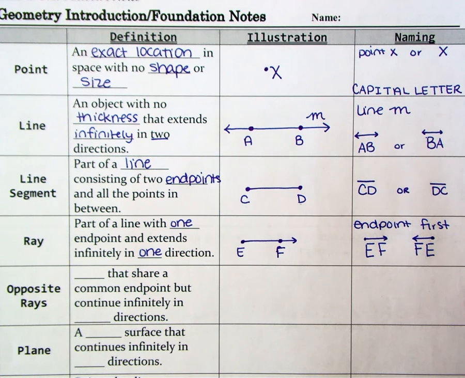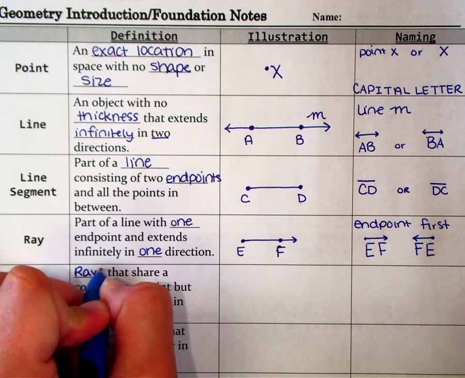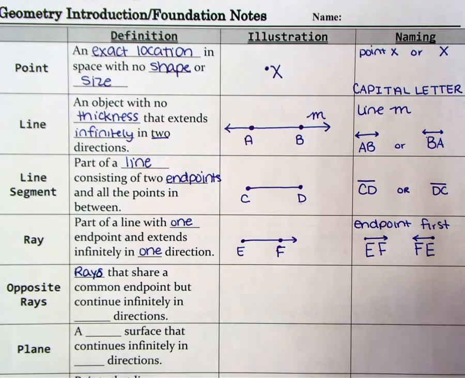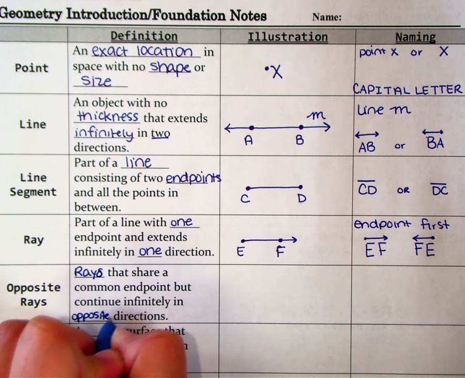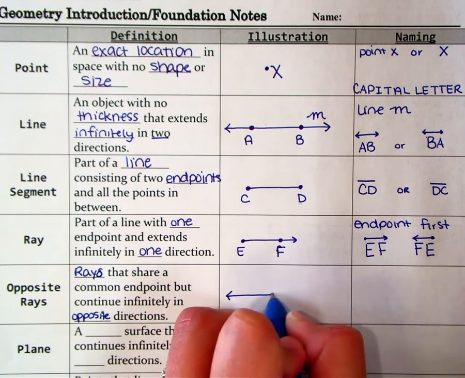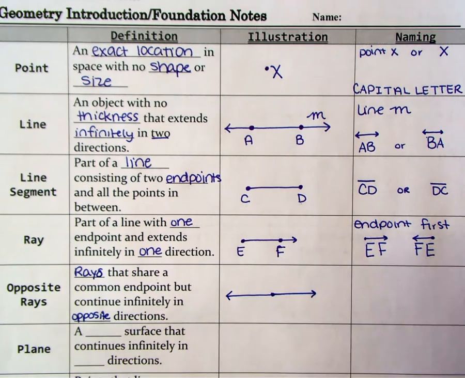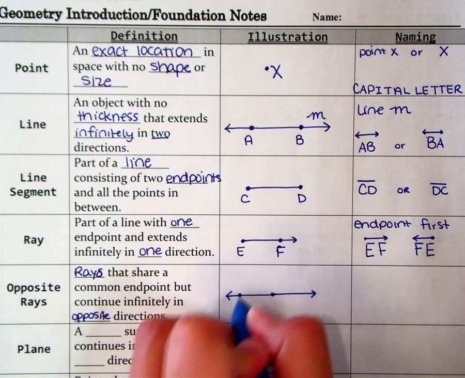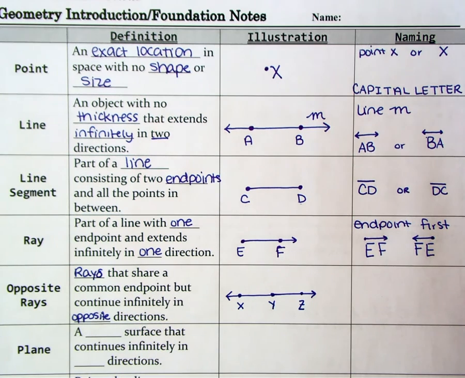Next, we've got opposite rays. They are rays that share a common endpoint, but continue infinitely in opposite directions. So if you'll watch me draw it, we've got a ray here, and it's extending to the left, and on the right side, it's extending to the right. So basically, it looks like a line. We'll put 3 points on there. And we can name it a lot of different ways.